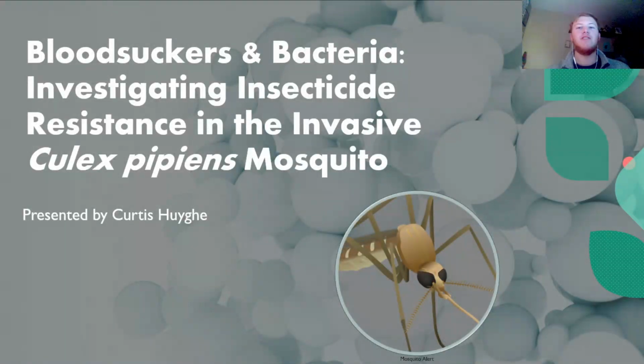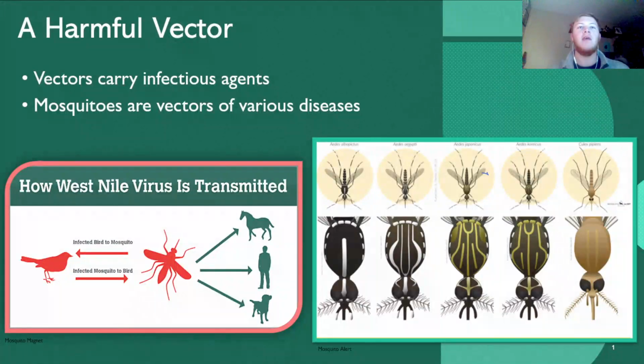Hi, my name is Huyghe, and today I'll be presenting my project on investigating insecticide resistance in the invasive Culex pipiens mosquito. Culex pipiens is a great vector for diseases like West Nile virus in Canada. A vector is an organism or object that transmits an infectious agent from one host to another.